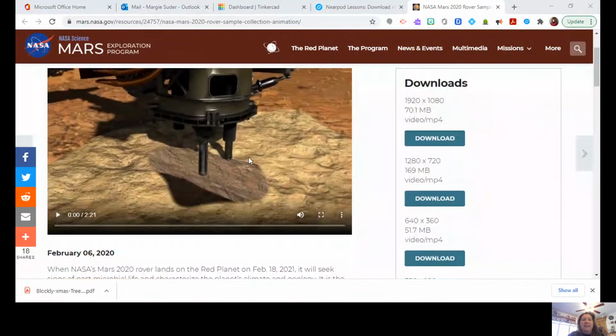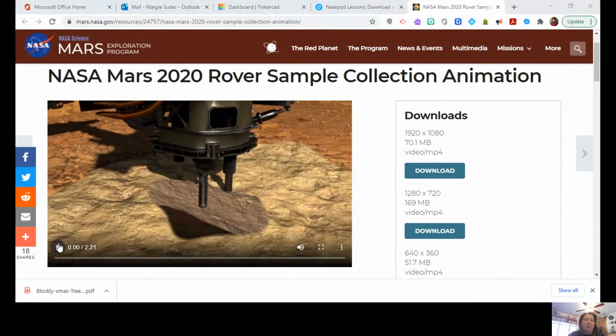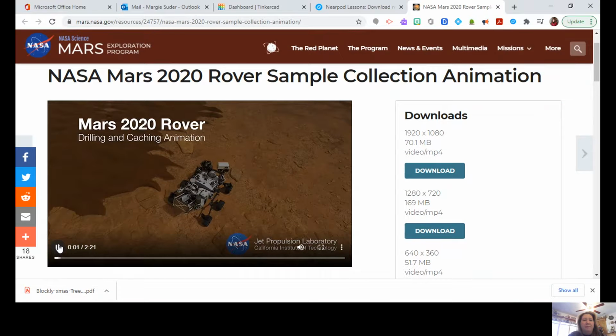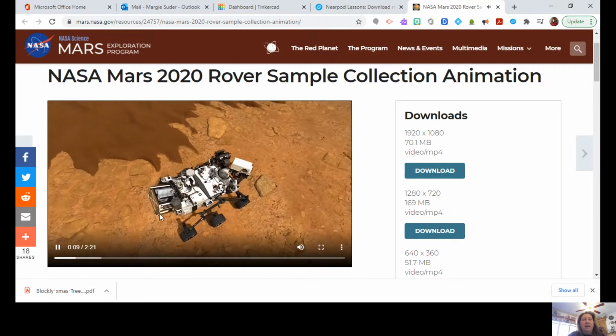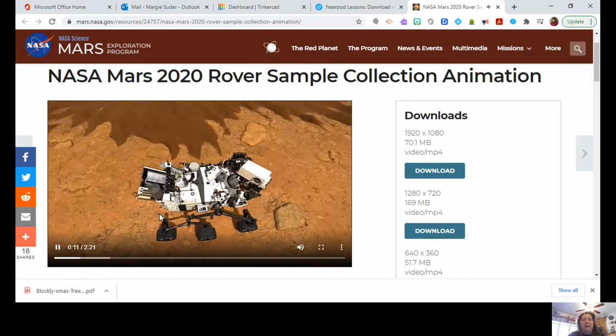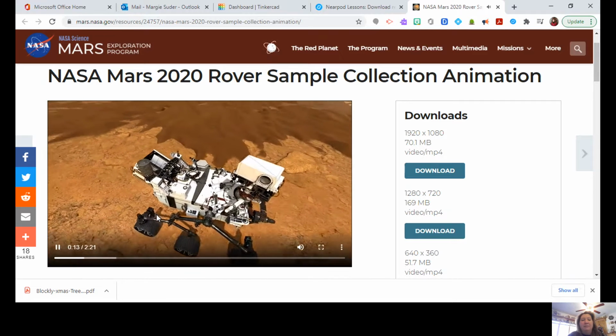And now you're going to be able to see this Mars rover. Okay, here we go. It doesn't have any sound, but here's what Perseverance looks like. And here you can see, well, I guess it has a little bit of sound.